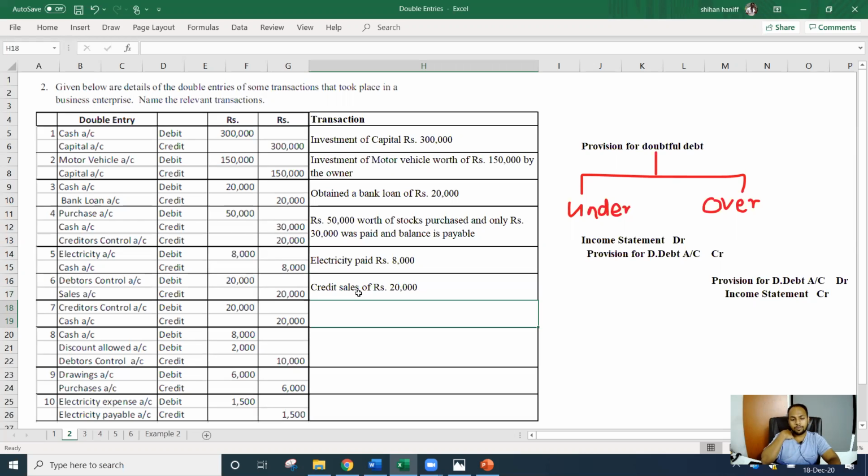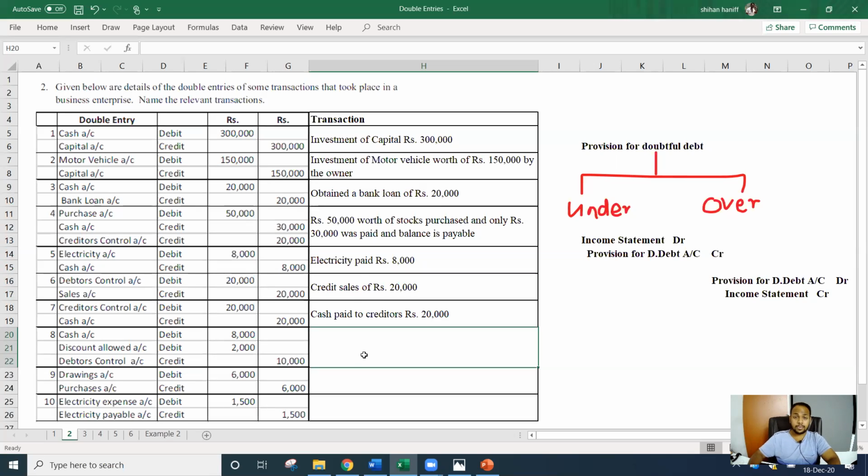Credit sales of 20,000. Cash credit means cash has been given to the creditors. Cash paid to creditors. We paid cash 20,000 to the creditors.